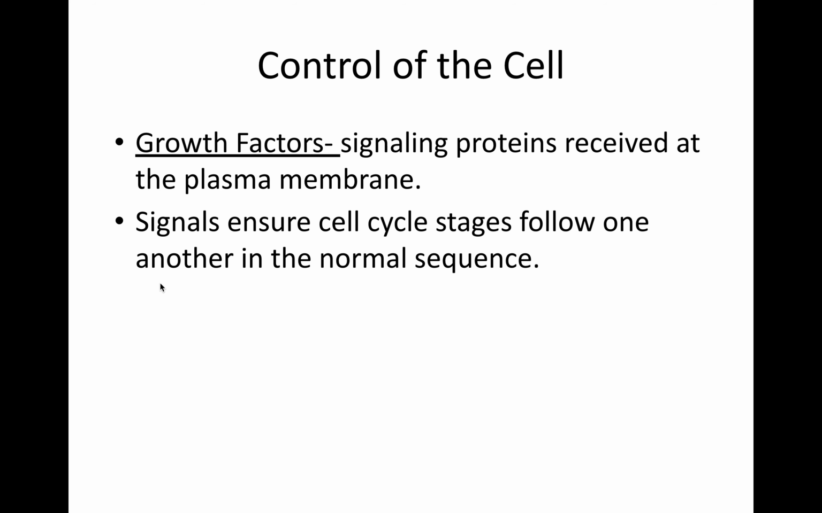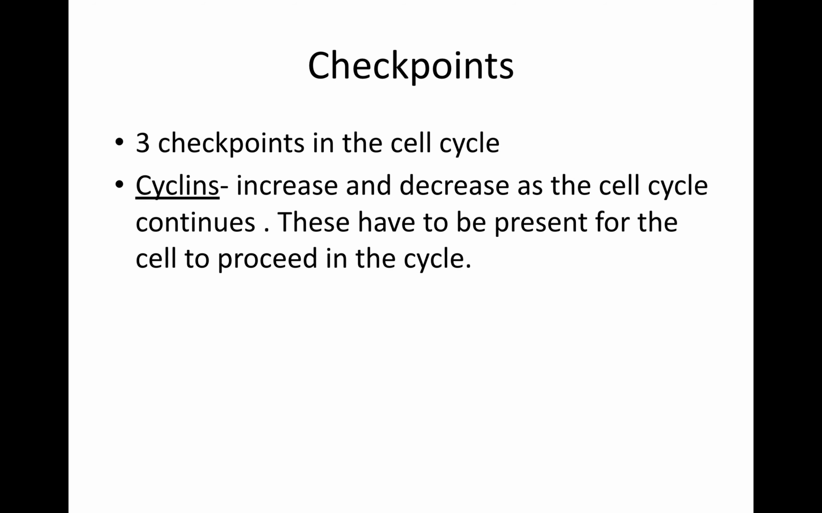So you have things that control the cell, okay? You have growth factors, which are signaling proteins received at the plasma membrane. These signals ensure cell cycle stages follow one another in a normal sequence. It just makes sure everything is working correctly. So you have these checkpoints because of this, and these prevent cancer more than we all realize in all organisms.